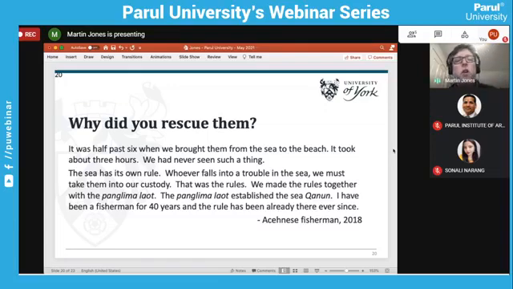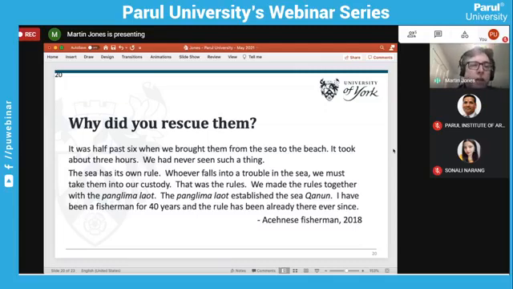In describing one of the early 2015 rescues, he said, "It was about 6:30 when we brought them from the sea to the beach. It took about 3 hours. We'd never seen such a thing. The sea has its own rule. Whoever falls into trouble in the sea, we must take them into our custody. That was the rules. We made the rules together with the Panglima Laut. The Panglima Laut established the sea kanun. I have been a fisherman for 40 years, and the rule has been already there ever since."